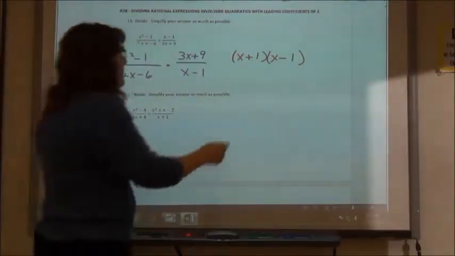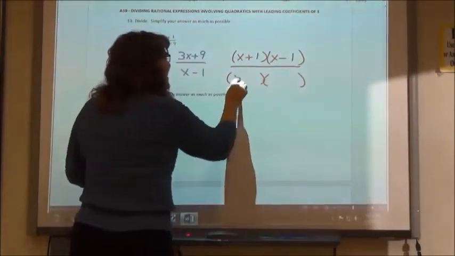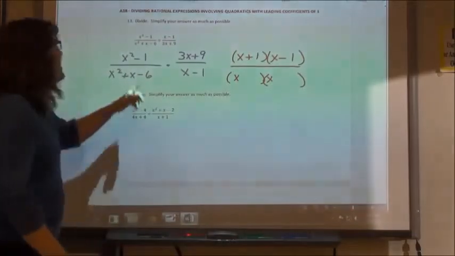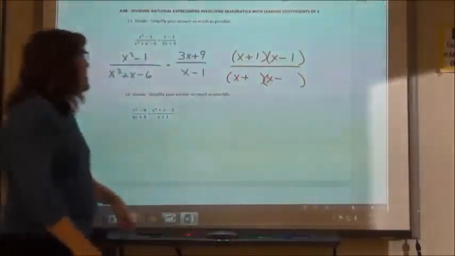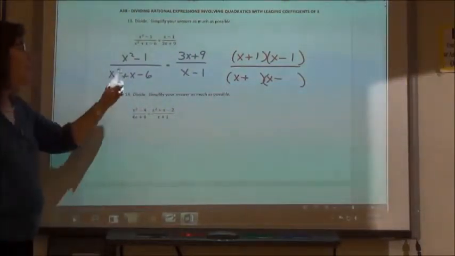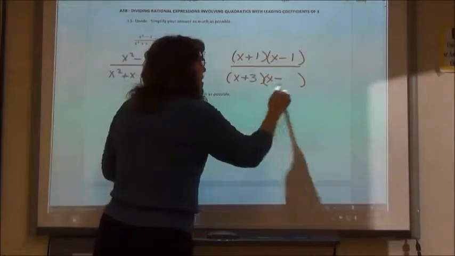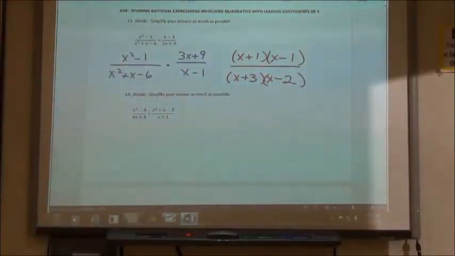On the bottom, we factored those ones with 6's a lot. X and an x. The end is negative, plus and a minus. Factors of 6 that give me the positive 1 in the middle. Plus 3 and a minus 2, right? 3 minus 2 is positive 1.